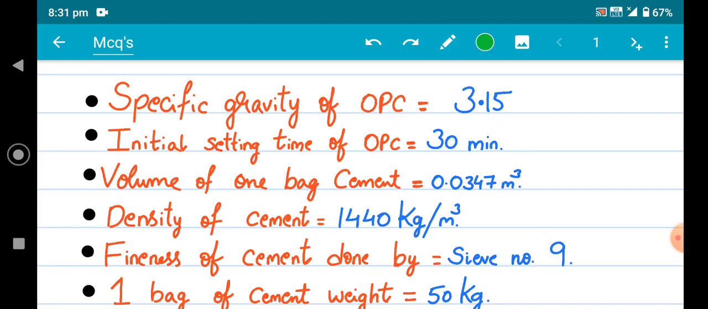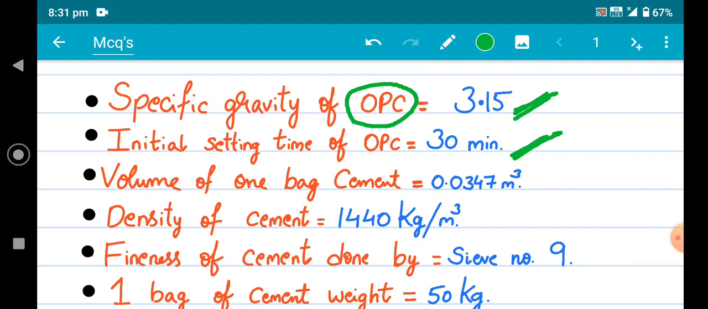Specific gravity of OPC. OPC means ordinary Portland cement. The specific gravity of ordinary Portland cement is 3.15. Coming to second one, the initial setting time of OPC is 30 minutes. So initial setting time of ordinary Portland cement is 30 minutes.